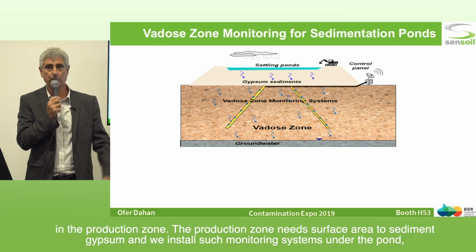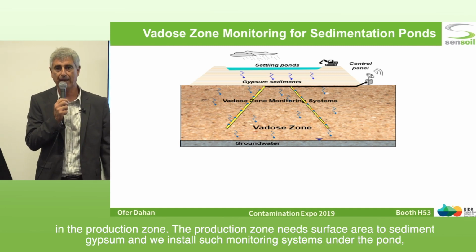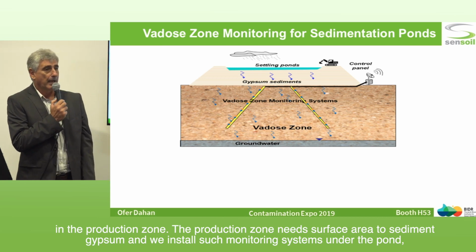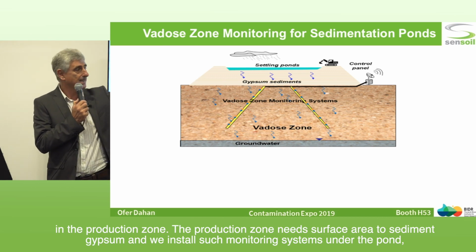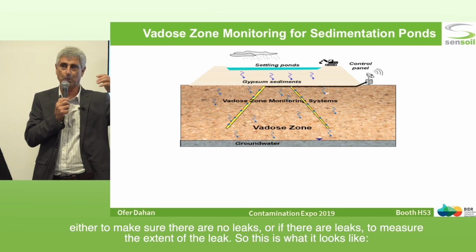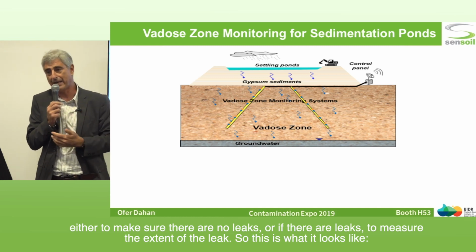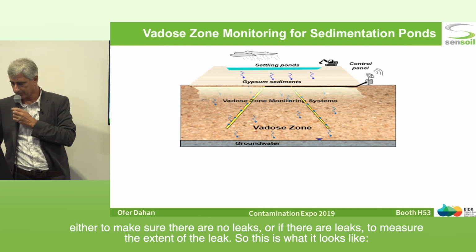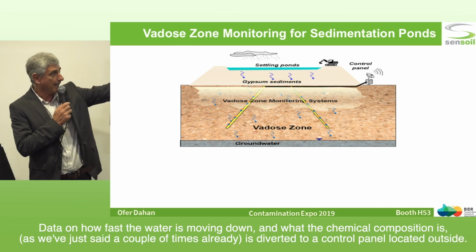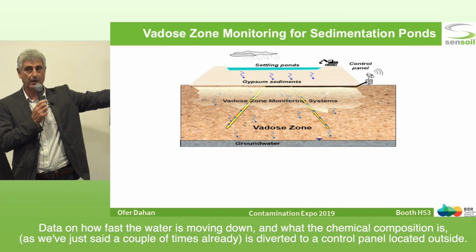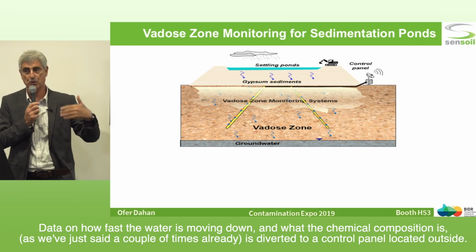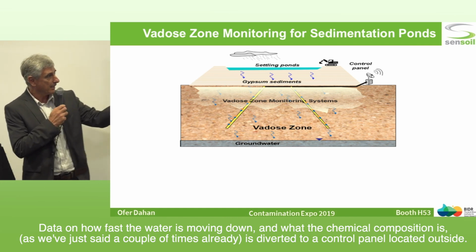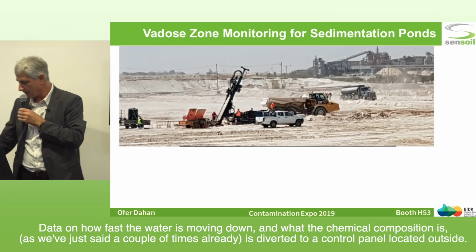In the production zone, the production zone needs the surface area to sediment the gypsum. And we installed such monitoring systems under the pond, either to make sure there are no leaks, or if there are leaks, to measure the extent of it. So this is how it looks. Data on how fast the water is moving down, and what is the chemical composition, as we just said a couple of times already, is diverted to a control panel located outside.